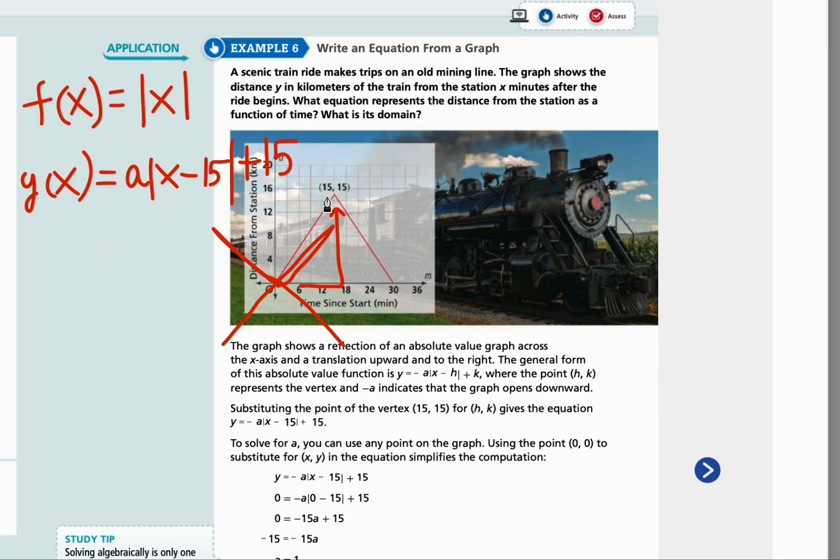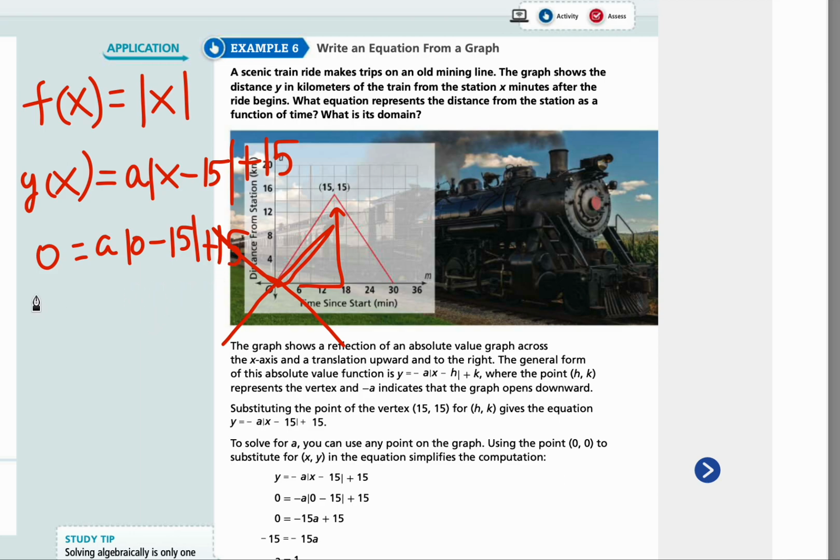So pick a point. 15, 15 is not a good point because if you plug 15 into x, that will make it 0 and your variable a is gone. So you don't want to plug in 15, 15. Let's use another point, which is an easier point, 0, 0. When x is 0, your function with a should result in 0. When x is 0, y is also 0.